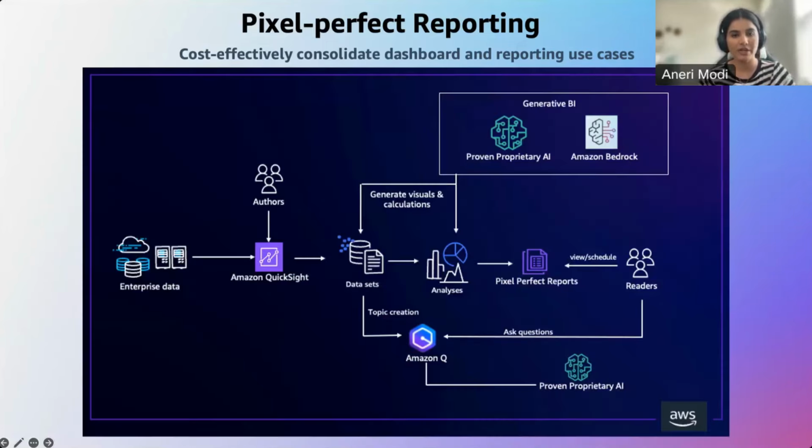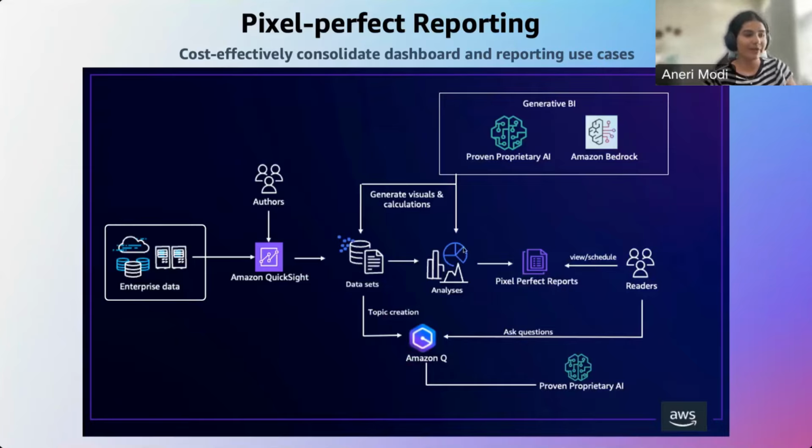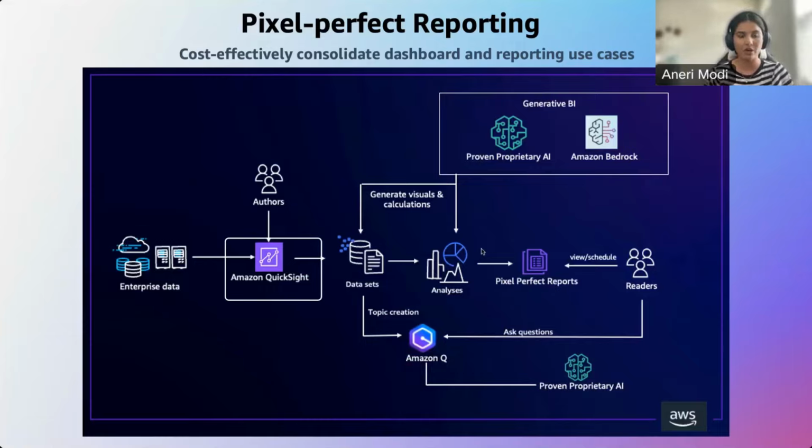Just wanted to go over a quick architecture diagram here. So as you can see, this is how the pixel perfect reporting would work. So you have your enterprise data, which you have loaded or connected to Amazon QuickSight. So whether you have your data warehouse like Redshift, or if you have your data source like Amazon S3, or even if you have files which are local.